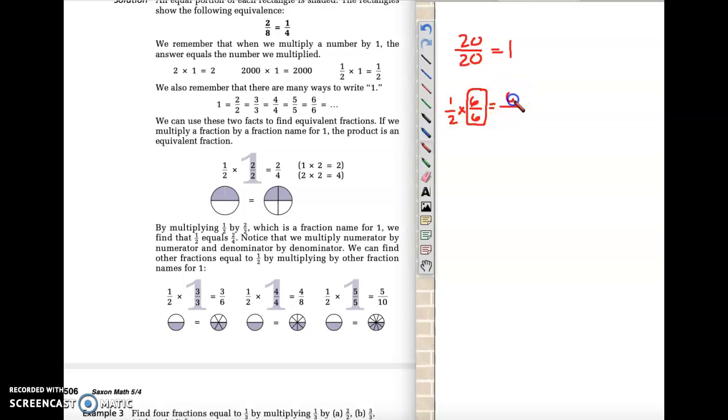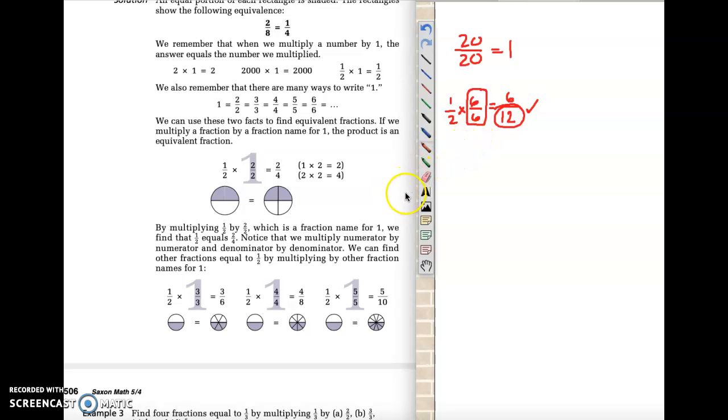1 times 6 is 6, 2 times 6 is 12. Now we ask ourselves, is 6, the numerator, half of 12? And it is. So 6/12 is equivalent to 1/2. It just means that there's going to be a lot more pieces of the pie. If we were sitting at a dinner table and we had a pie with 2 pieces and 12 pieces, who do you think is going to get a bigger portion? If you were to have 1 of the 2 pieces or 6 of the 12 pieces, you would be having an equivalent amount, but these pieces are going to be tinier because they're 12ths.